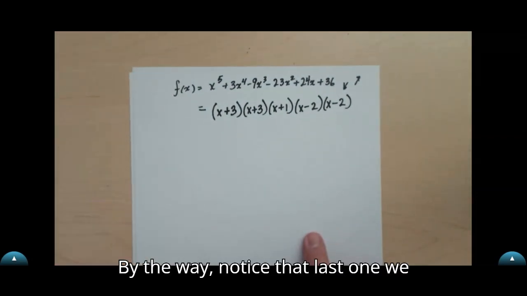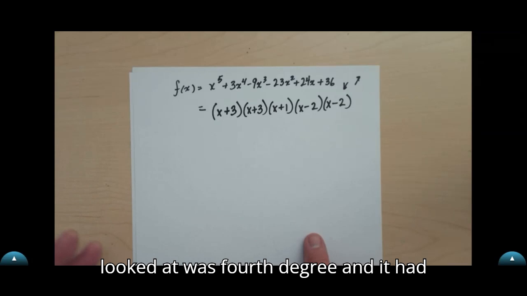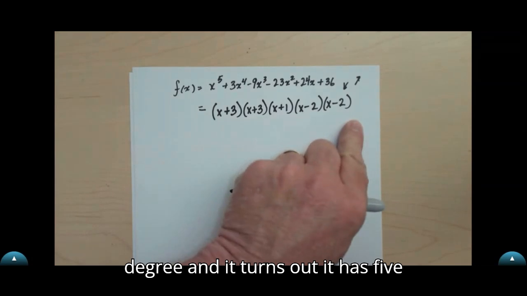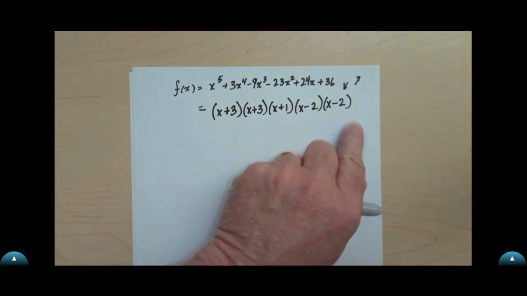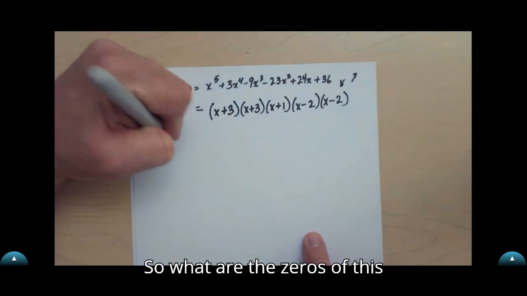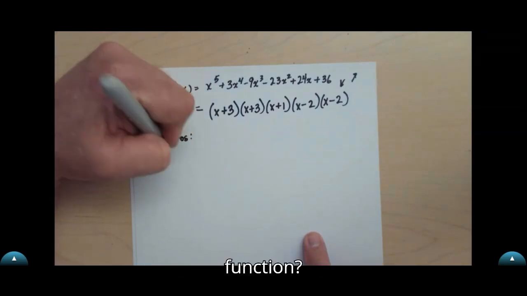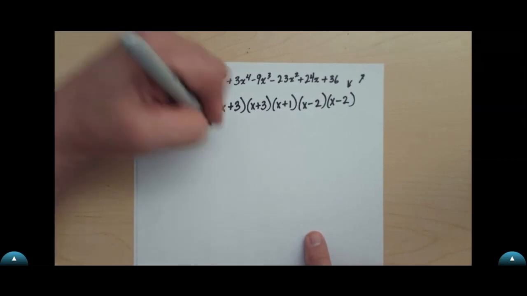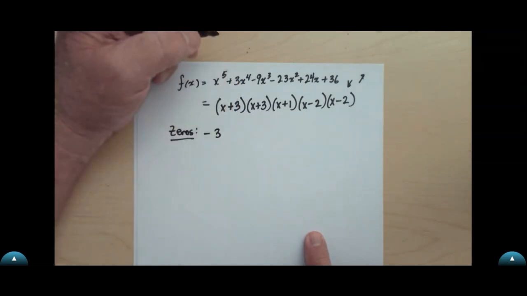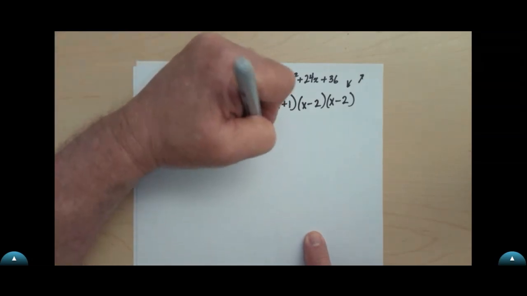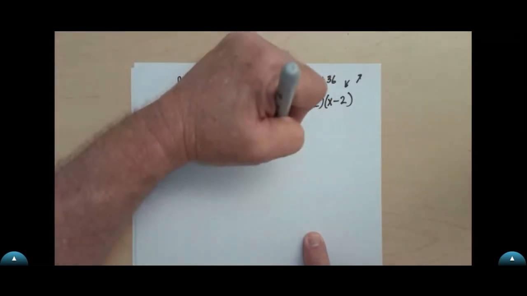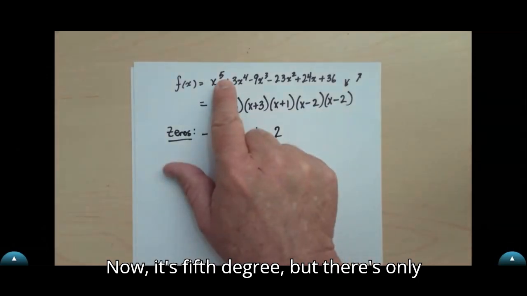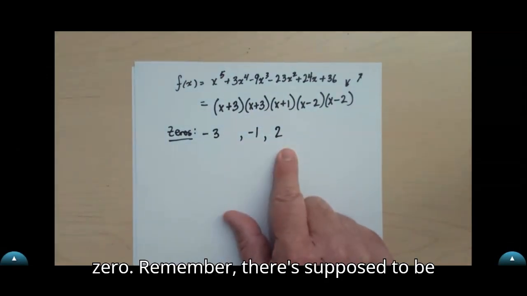By the way, notice that last one we looked at was 4th degree and it had 4 factors. This one's 5th degree and it turns out it has 5 factors, right? So what are the zeros of this function? -3, -1, and 2.